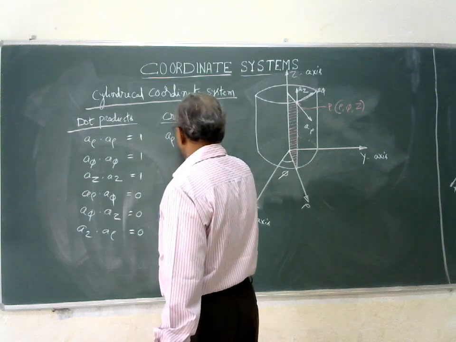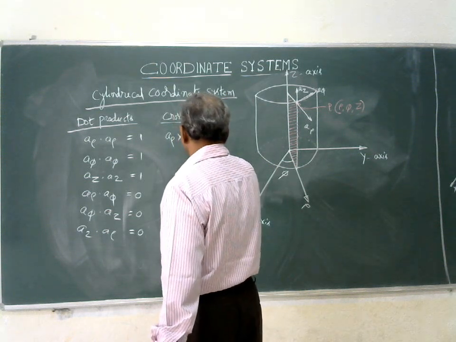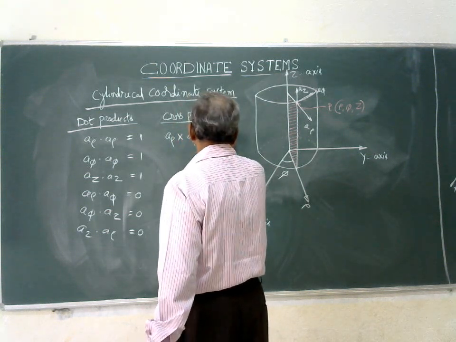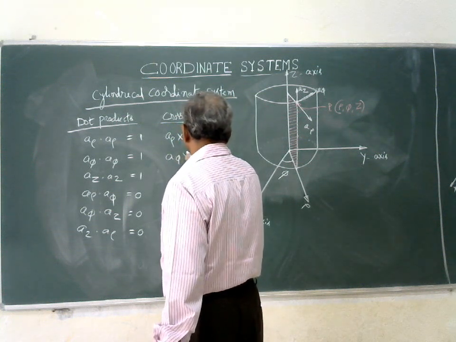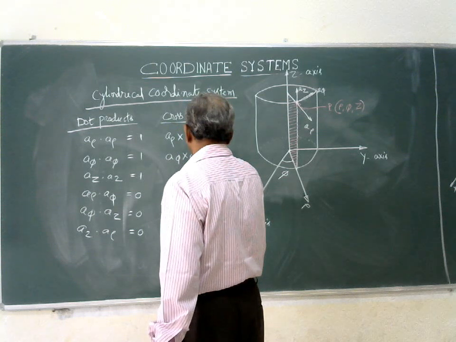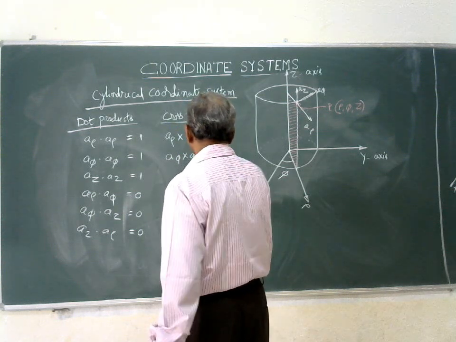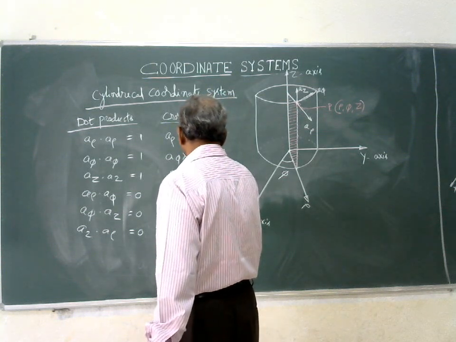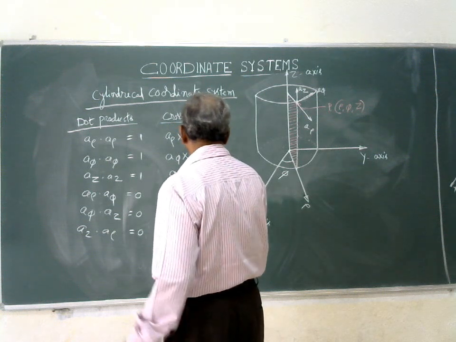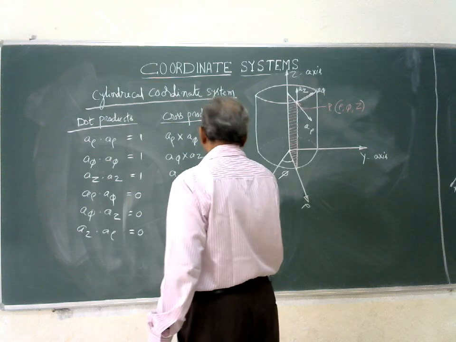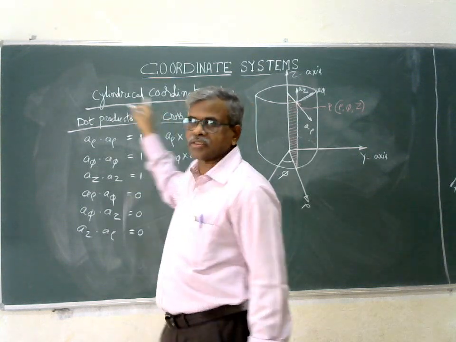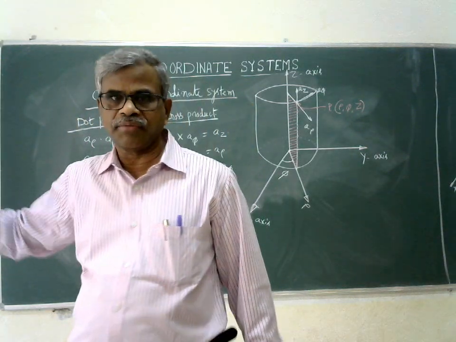And the cross products. A rho cross A phi is equal to A z. A phi cross A z is equal to A rho. And A z cross A rho is equal to A phi. We have seen what is cross product and what is dot product in the first chapter.